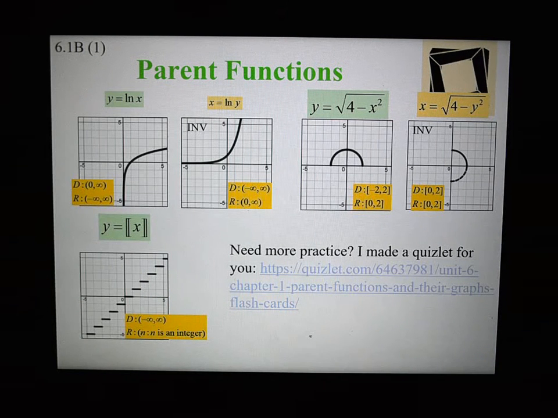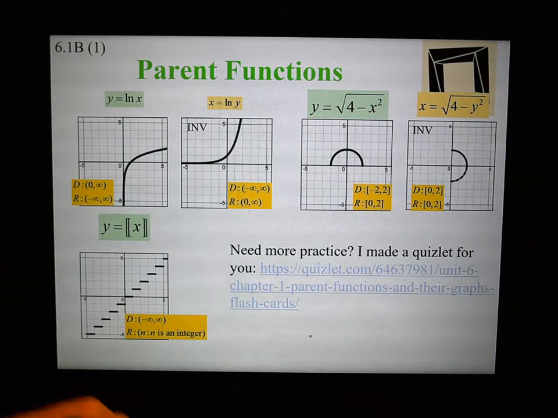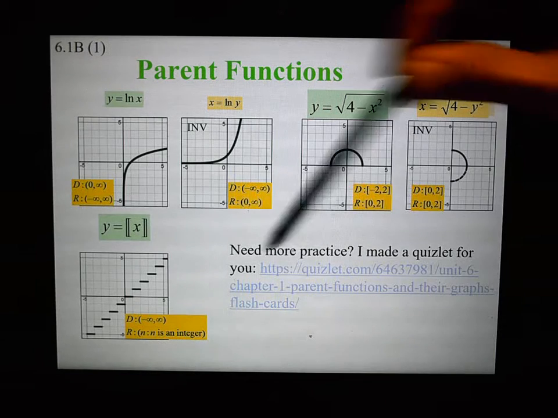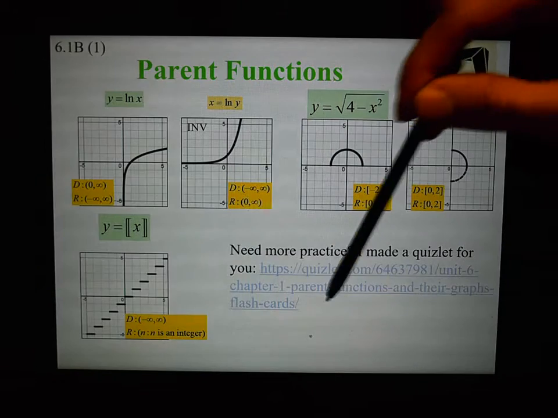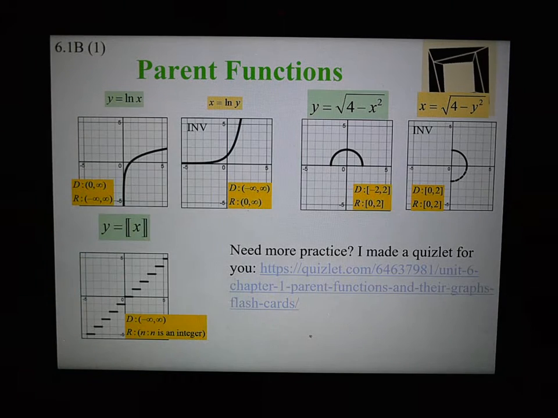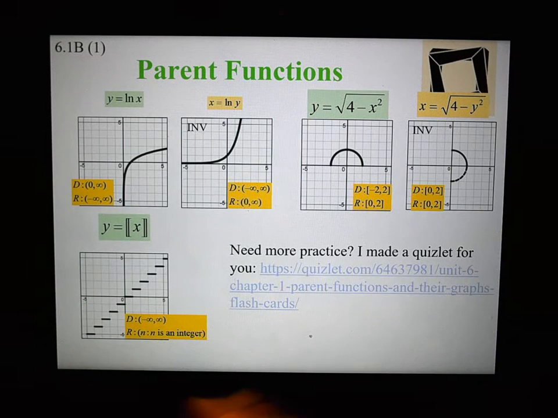If you had issues on the quiz today and you messed up and you didn't know some of those parent functions, well, guess what? You get to redo them. And if you need more practice, don't forget there's a Quizlet and there's extra Quizlets. Here is the long link for it. You can find this on my website as well.